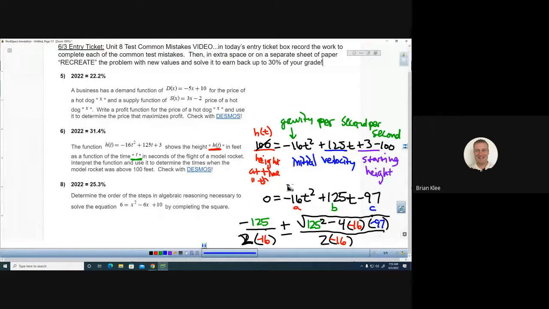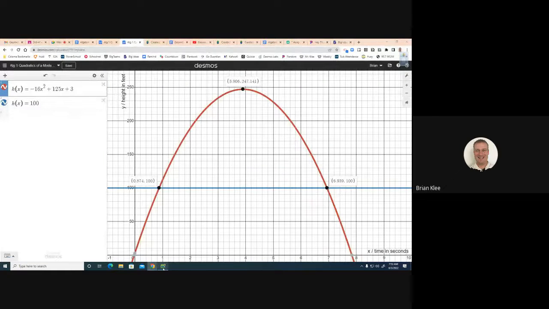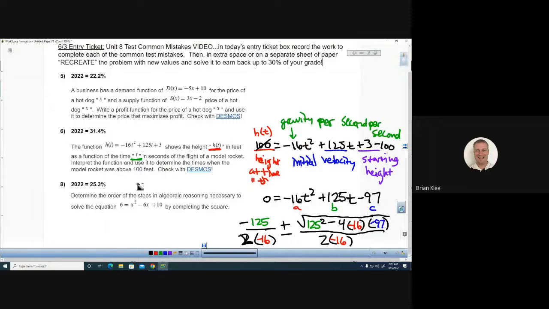So please recreate that problem again. What height are you trying to get to? Get it in standard quadratic form. Be able to write the quadratic formula. And lastly, be able to identify, again, either with the quadratic formula or with a graph, when the rocket was over a certain height.